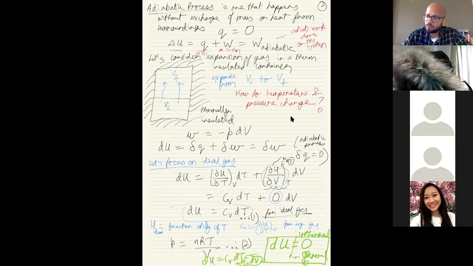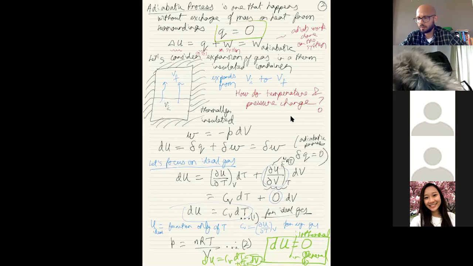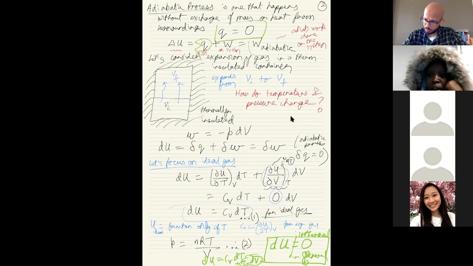An adiabatic process is defined where q is equal to zero. So if q is equal to zero, you write down the first law of thermodynamics, which gives you delta u is equal to q plus w. Since q is zero, delta u is equal to w. So the change in internal energy is equal to the work done on the system in an adiabatic process. Ideal, non-ideal, anything, it's always true.